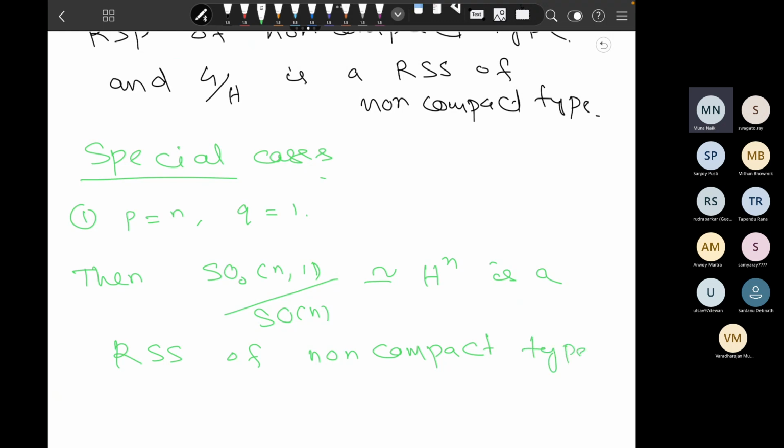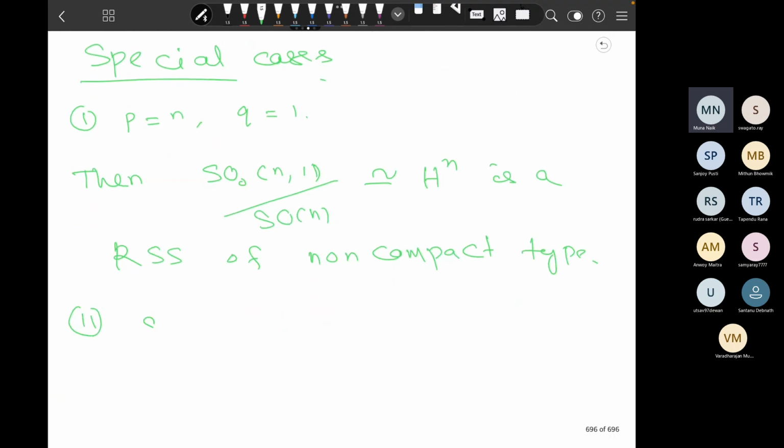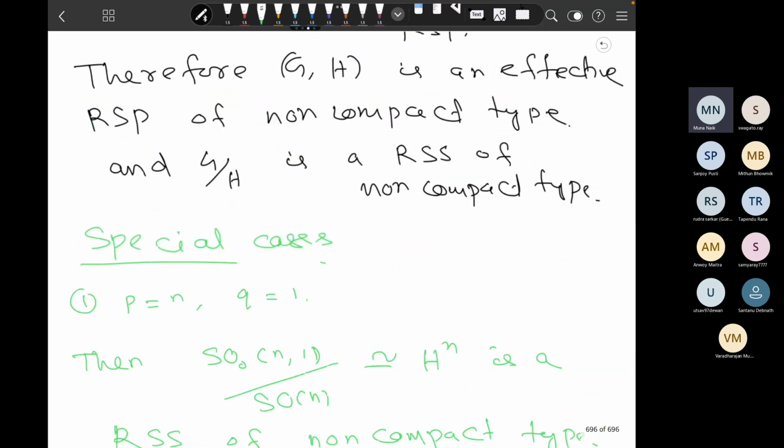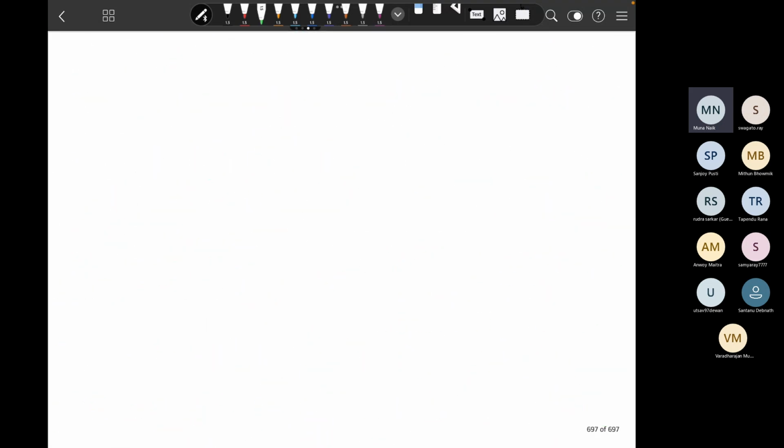And one thing, SL2 mod SO2, you know that this is really the upper half plane. So this is a Riemannian symmetric space of non-compact type. So we have given some examples, but something more general is true.